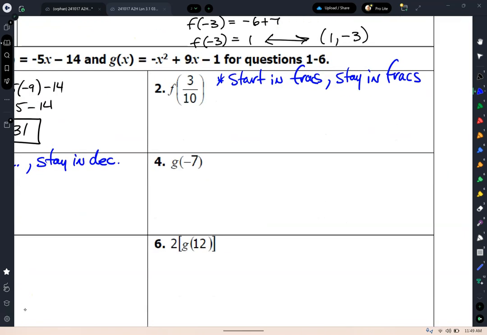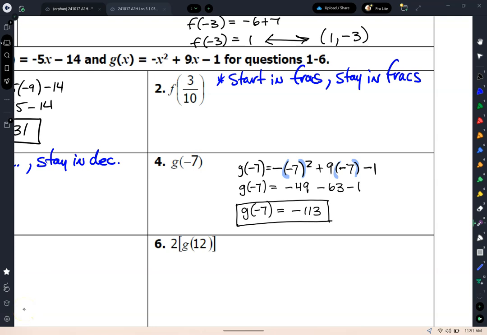Do number 4. Ready to go. Wait, negative. Should have come up with negative 113. Yeah. Highly recommend using open parentheses when you set up your function problems, then drop your number in. That way you don't get confused on your signs. That's what I got.